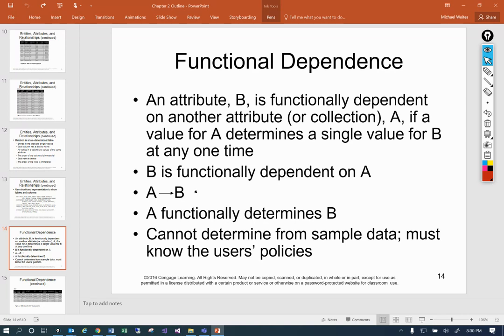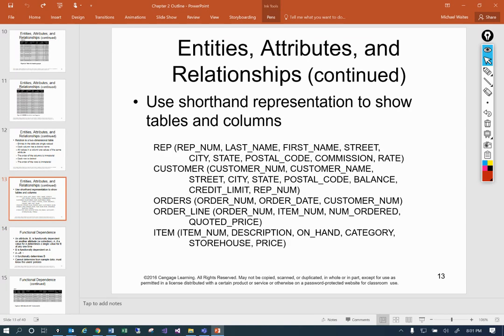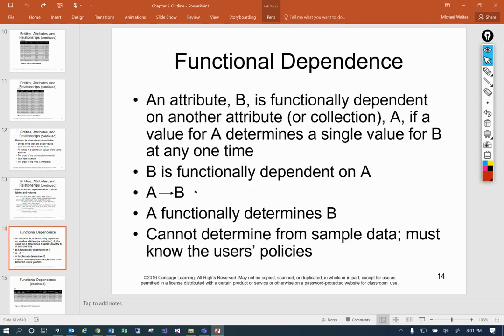Now, with that being said, oh, and by the way, we're going to build on this a little bit in a moment, but not right now. Remember, table and then parentheses and then all of its attributes. Now let's talk about a functional dependency.